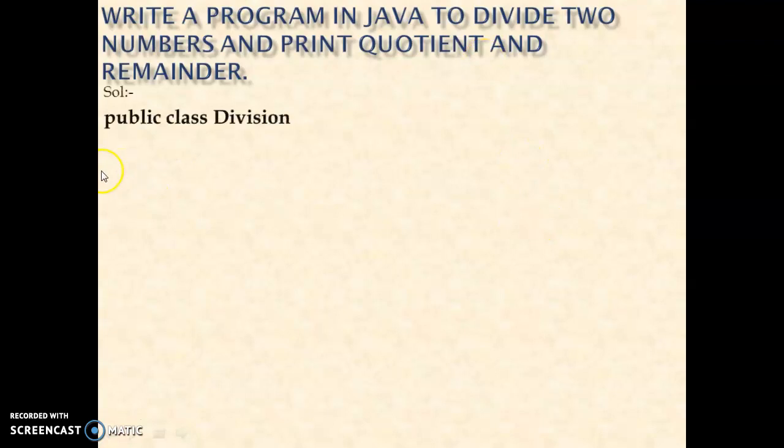First is public class name. All in small letter. Class name, it's not mandatory to write in small or capital. It's whatever your choice. So, public, then class name. Each and every program we have to write down inside a class. Here I am giving class name division because I am going to divide two numbers. You also try to give some meaningful name.